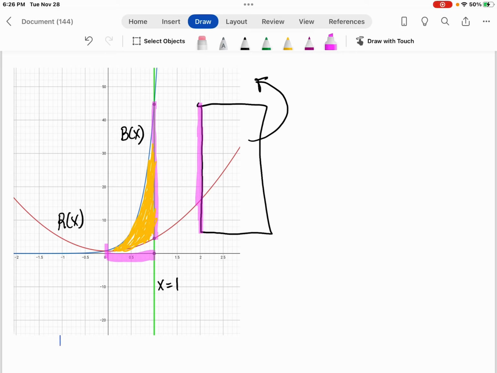Now we're doing this with respect to x because the question says that our cross sections are perpendicular to the x-axis. If we were doing it the other way, where it was parallel to the x-axis or perpendicular to the y-axis, then we would want to look at it in terms of doing this with respect to y. So we want to find the area of the cross section, the area of the square, and integrate that.